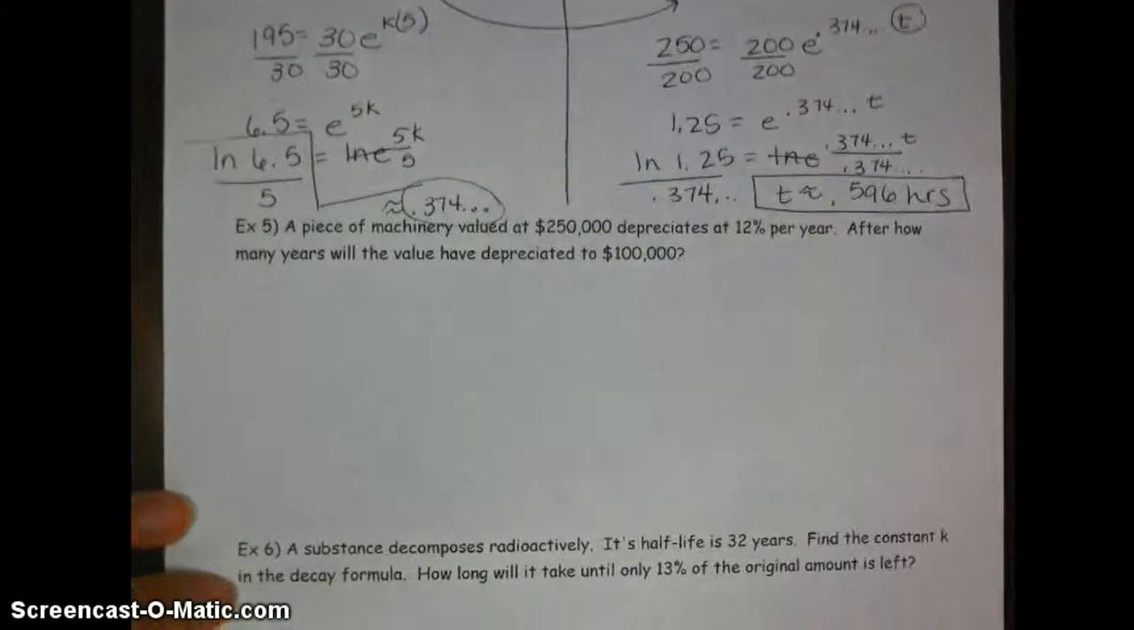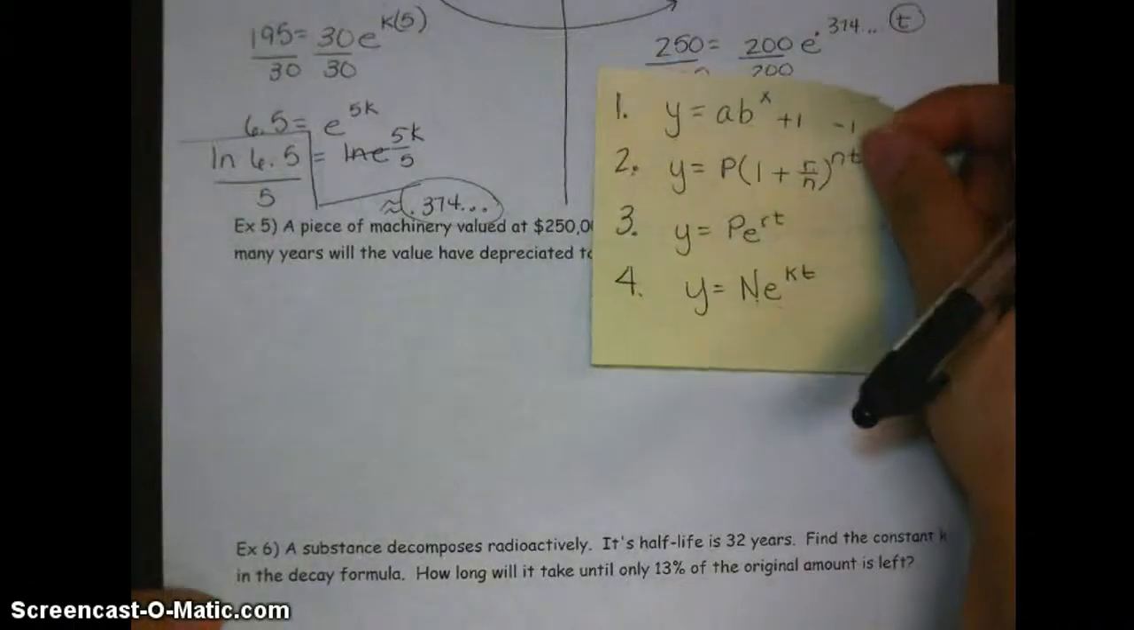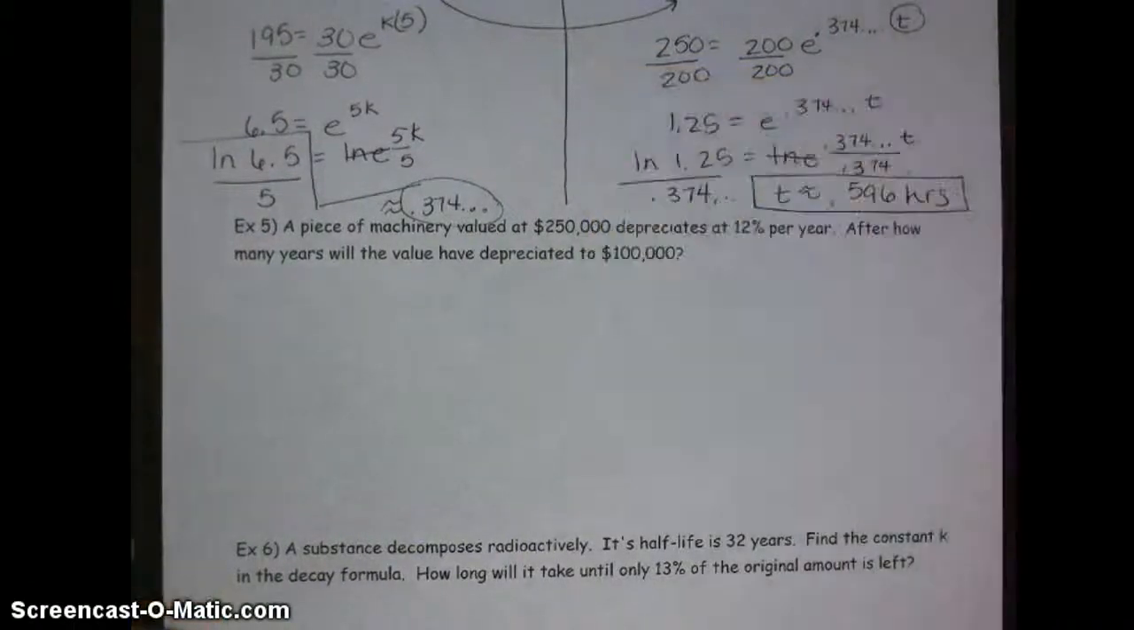All right, a piece of machinery valued at $250,000 depreciates at 12% a year. After how many years will the value have depreciated to $100,000? On this problem, I noticed that it doesn't mention anything continuous and it doesn't talk about compounding so often. And this is not a science problem, so that means I'm going to be using our general one, number 1, y equals a times b to the x power.